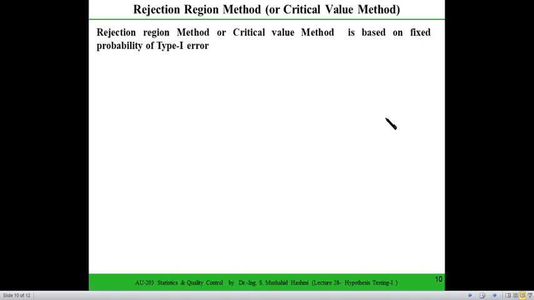Okay, now let's look into the critical value method, or rejection region method, which is based on a fixed probability of making a type 1 error, where your alpha value is something given in the problem.